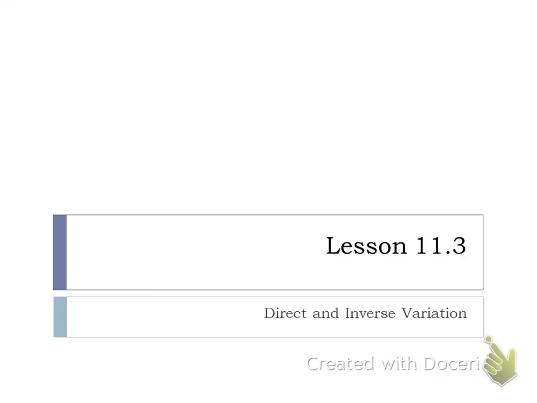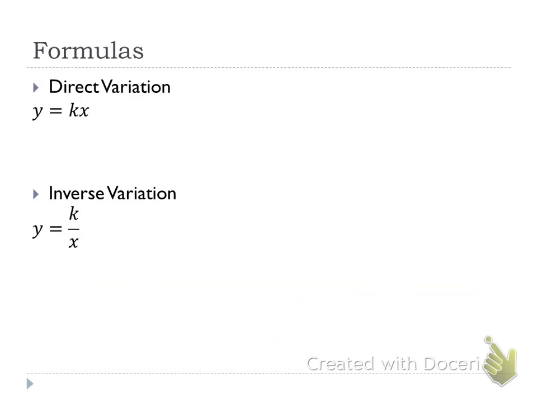Today we're going to be doing lesson 11.3, which is direct and inverse variation. Direct and inverse variation are formulas that show you correlations between normally x and y.